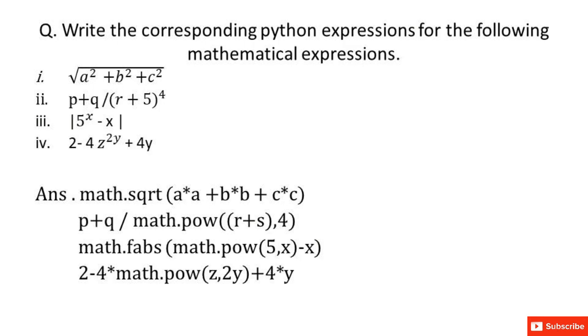Next is 2 minus 4 z raised to power 2y plus 4y. So how will we type this formula? 2 minus 4 into math.pow. In the bracket we will write z comma 2y plus 4 into y.